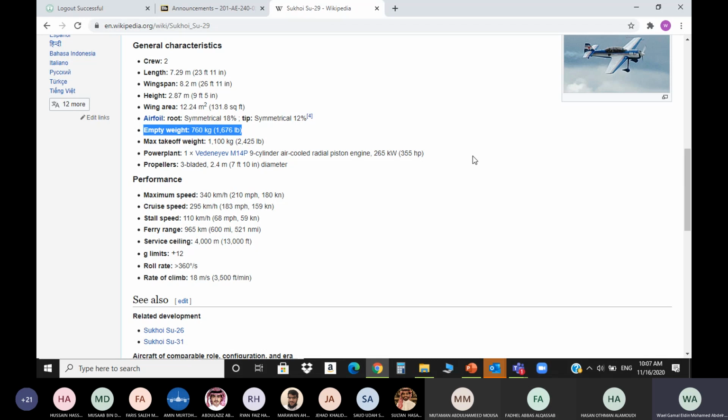So if you have the empty weight and you have the maximum takeoff weight, all you have to do is to divide, and you will get a ratio of 0.7, right? 760 over 1.1 thousand. It's about 0.7. Okay, so you can use this. 0.69. Oh, okay. Yeah.